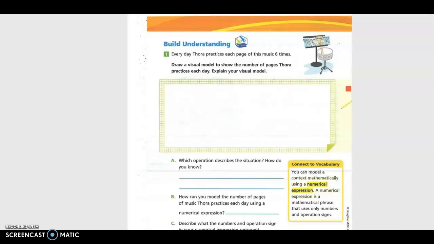Building understanding. Every day, Thor practices each page of this music 6 times. Draw a visual model to show the number of pages Thor practices each day. Explain your visual model. So, what have we also learned already that we can draw? What's it called? Well, X's in the form of an array, right? Okay. So let's go ahead and draw that.